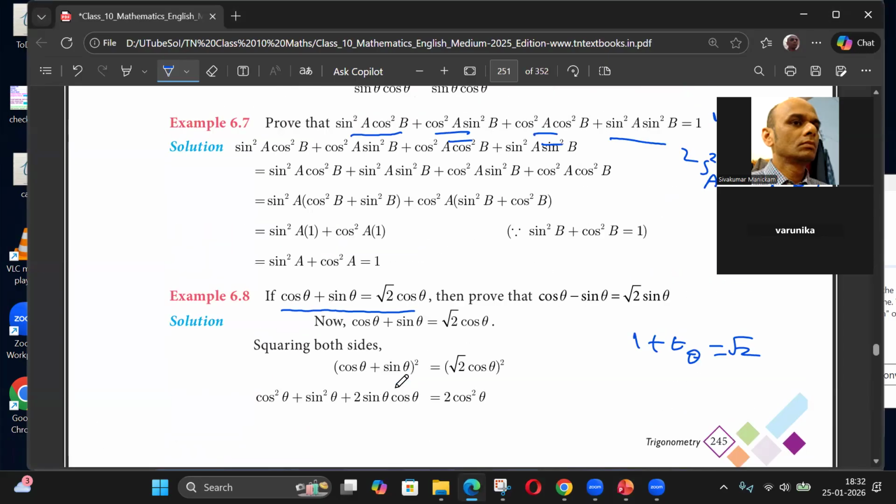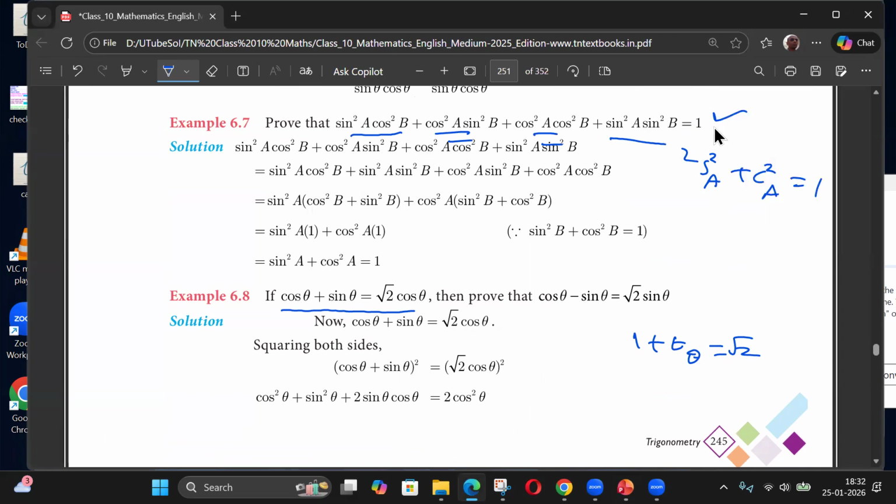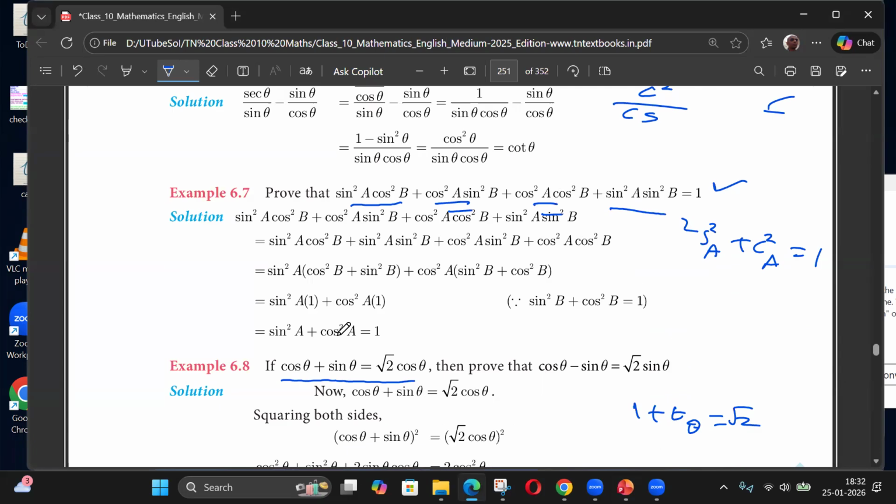Yes, sir. Now what I can do is square both the sides. So I'll get sine square plus 1, and here I have cos square, and then 1 minus cos square gives me sine square. Okay, which will give me this one.